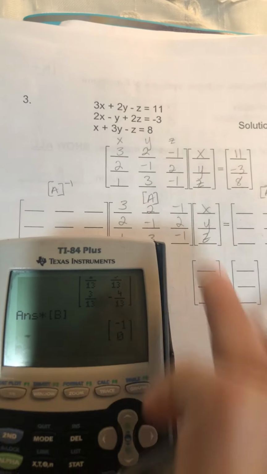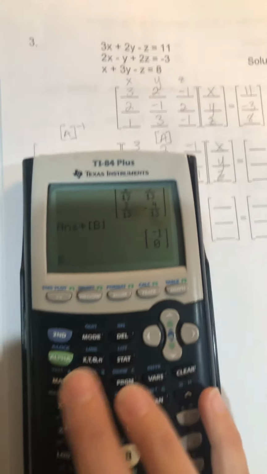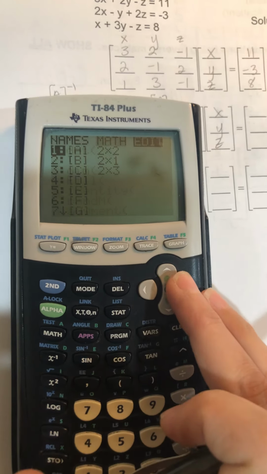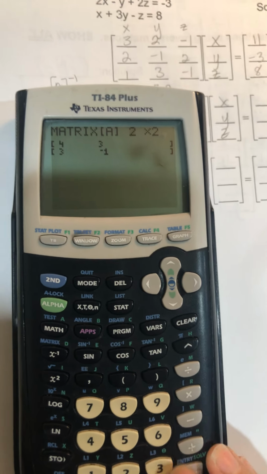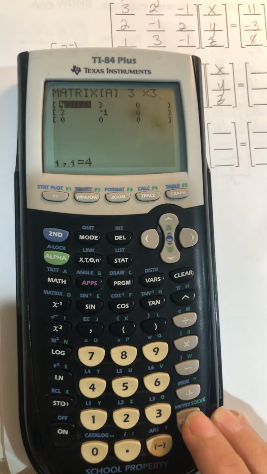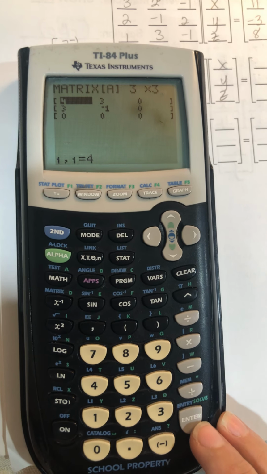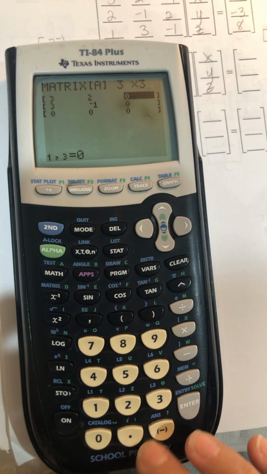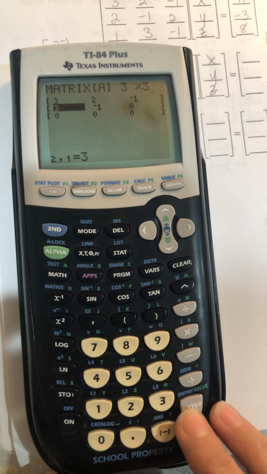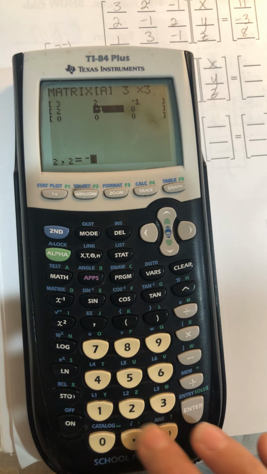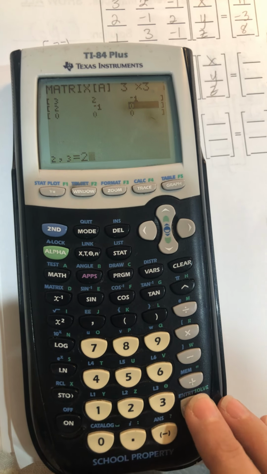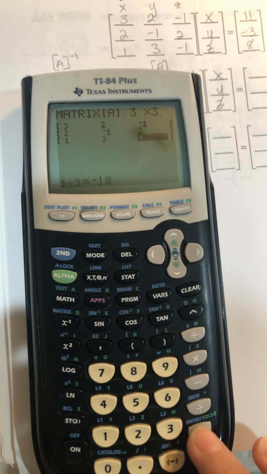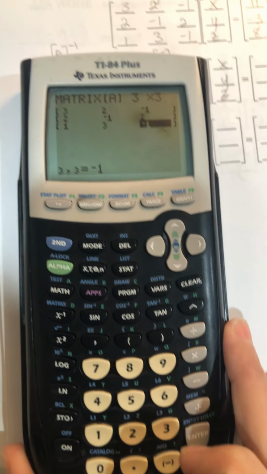So you're going to have to take your calculator, you're going to have to enter in A. So you're going to go to second matrix, you're going to go over to edit, and this is going to be a 3 by 3, and you're going to put 3, 2, -1, 2, -1, 2, 1, 3, -1. Okay? So you get all that in there.